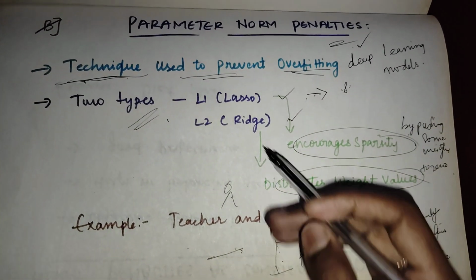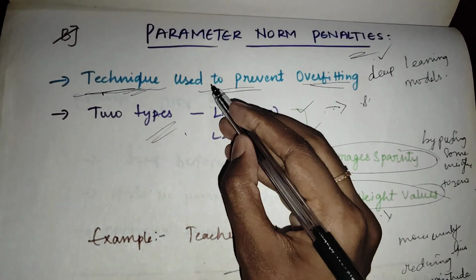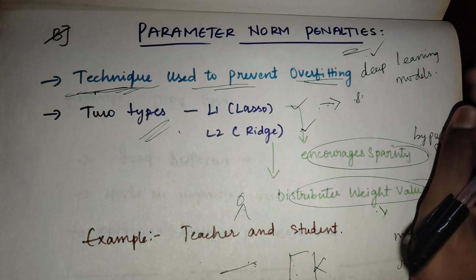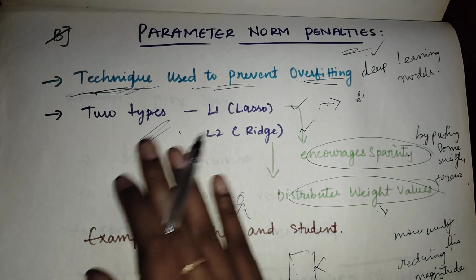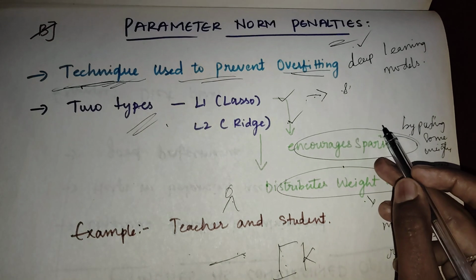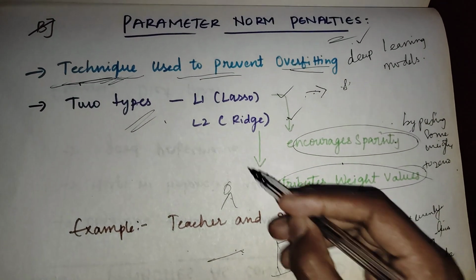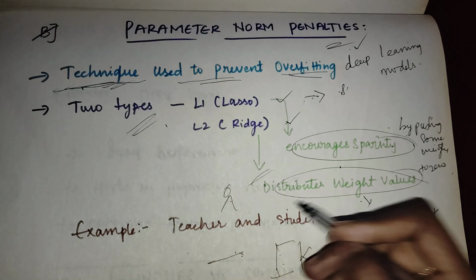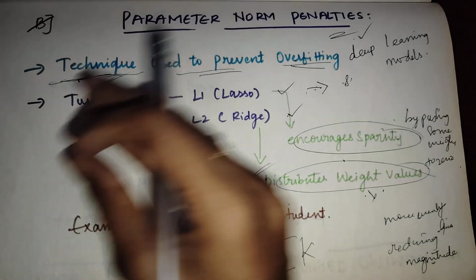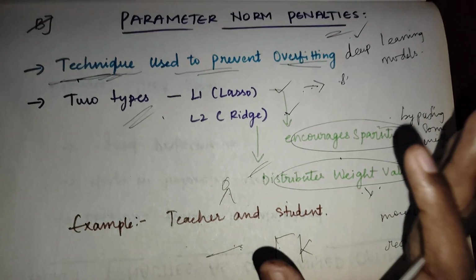Clear? So parameter norm penalties is a technique which is used to prevent overfitting in deep learning models. They are of two types, L1 lasso and L2 ridge. What does L1 do? It encourages sparsity by pushing some weights to 0. While what does L2 do? L2 helps in distributing these weight values more evenly, reducing their magnitude without eliminating them entirely.